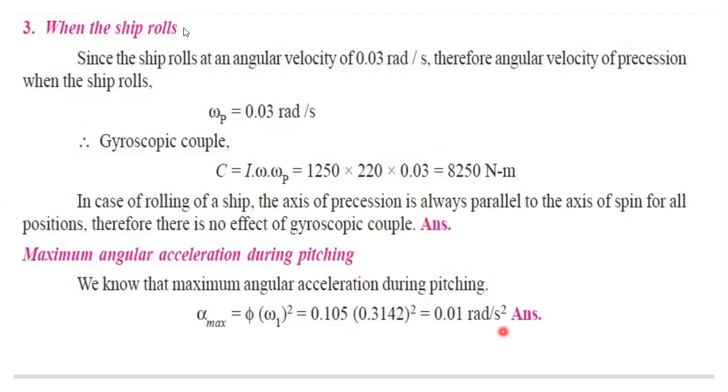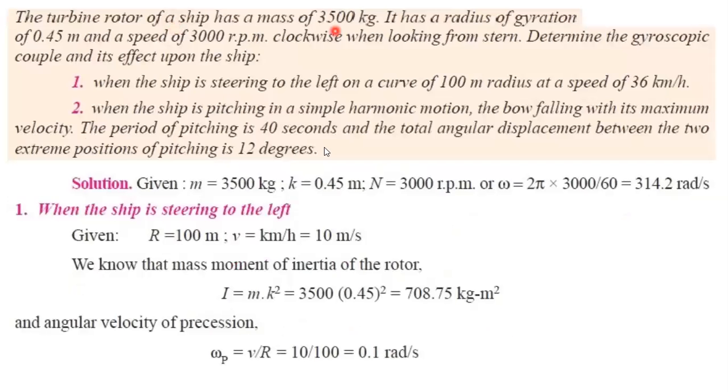The turbine rotor of a ship has a mass of 3500 kg. So mass is equal to 3500 kg. It has a radius of gyration, k value, of 0.45 meter, and a speed of 3000 rpm. So N is equal to 3000 rpm, and just convert it into omega. So omega is 2 pi N by 60.